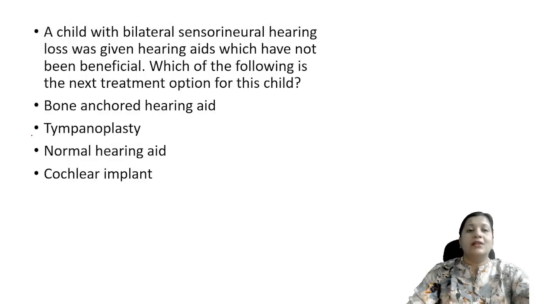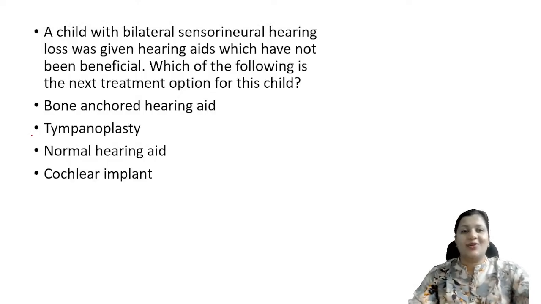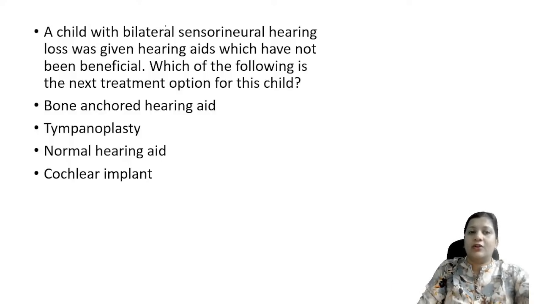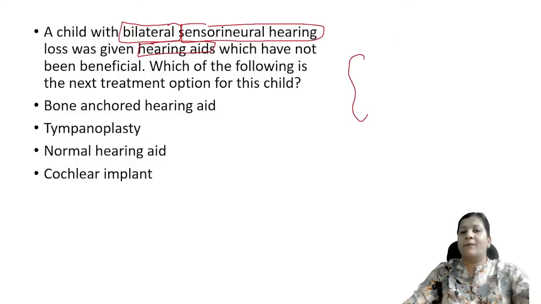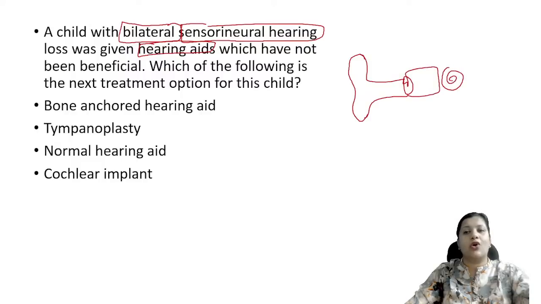Okay. A child with bilateral sensorineural hearing loss was given hearing aids which had not been beneficial. Which of the following is the next treatment option for this child? Bone anchored hearing aid, tympanoplasty, normal hearing aid, cochlear implant. So basically, they're telling you that there is a child who has bilateral sensorineural hearing loss and there is no benefit with hearing aid. So the ear amplification device which you have given in the form of hearing aid is not useful.